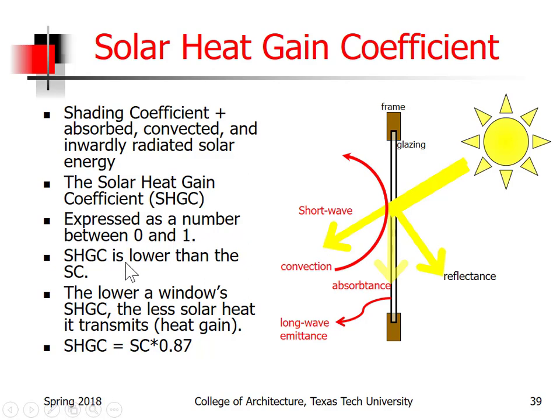The lower the SHGC, the better. Or that's not better, it depends on the conditions, but the lower, the less light is going to come through, the less energy is going to be transmitted. Okay, the SHGC value is normally less than just the shading coefficient, and if you have a shading coefficient, then you can just multiply that times 0.87 and get very close to what the solar heat gain coefficient would be.